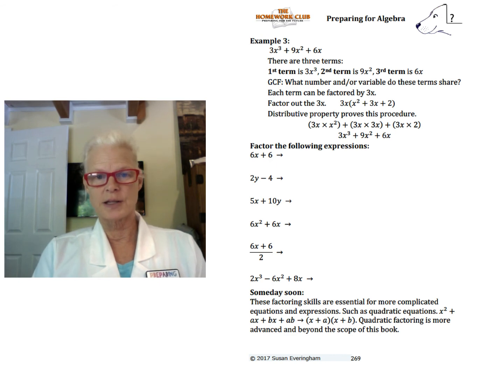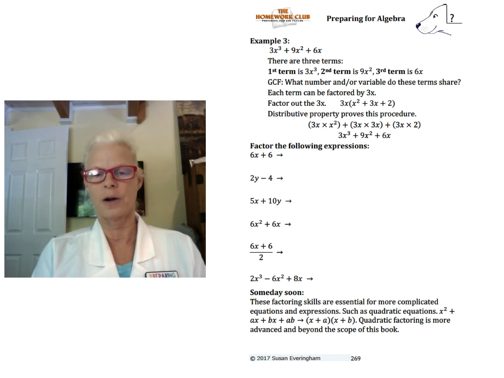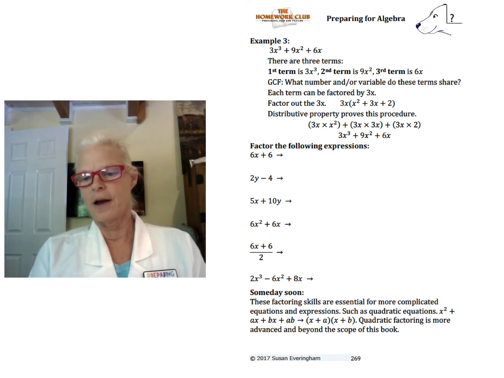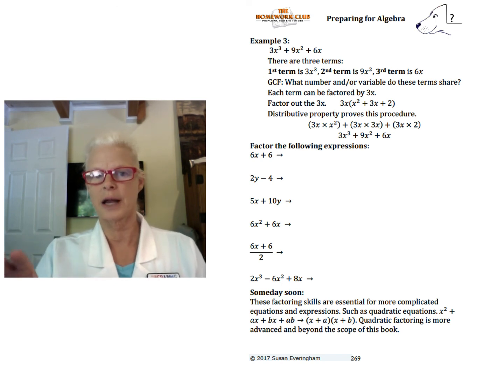Someday soon, as you can see, we'll start working on quadratic factoring, but this is not part of this particular book. But we'll eventually get there. Because of this kind of work, you'll get there easily.